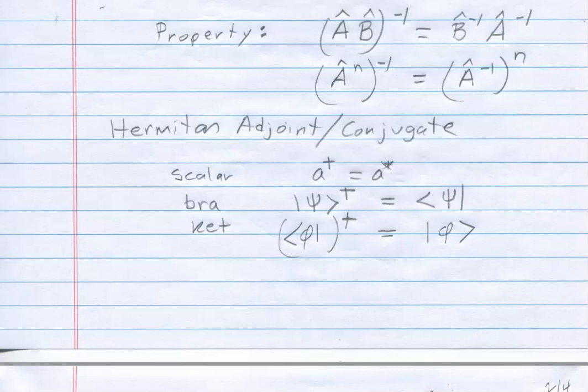We define the Hermitian adjoint, or sometimes called the Hermitian conjugate, and it's really a series of things depending on whether you've got a scalar, a vector, or a matrix operator. For a scalar, little a, the Hermitian adjoint is just the complex conjugate of it. For a ket vector, the Hermitian adjoint is just the corresponding bra vector, and vice versa. For this bra vector here, the Hermitian adjoint is just the corresponding ket vector.